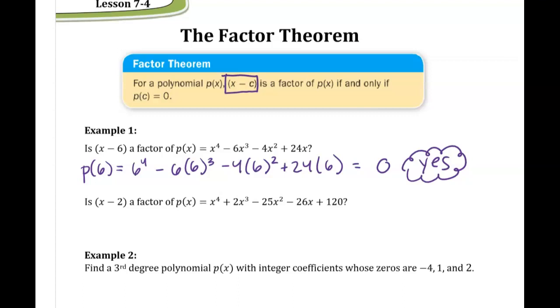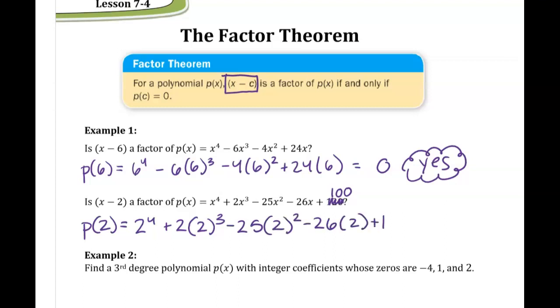Is x minus 2 a factor? It shouldn't be 120, it should actually be 100. And so, let's see. 2 is being subtracted, so let's check p of 2. So 2 to the fourth plus 2 times 2 cubed minus 25 times 2 squared minus 26 times 2 plus 100. If you put this in your calculator, you could do it by hand if you want. Either way, this equals negative 20. So is x minus 2 a factor? No, because if you plug in what's being subtracted, your c, I guess, you don't get 0.